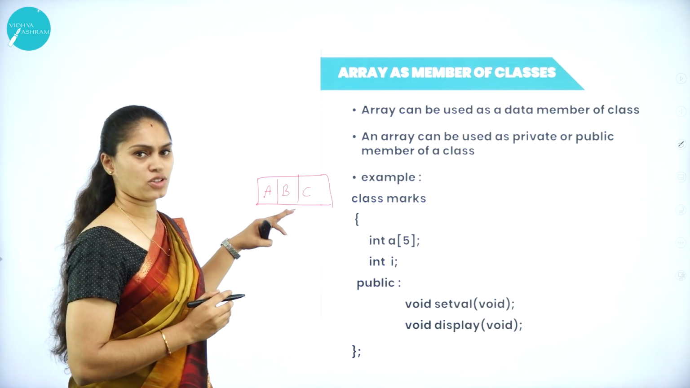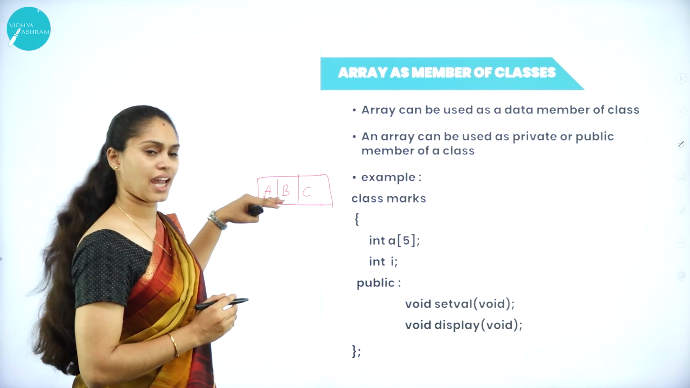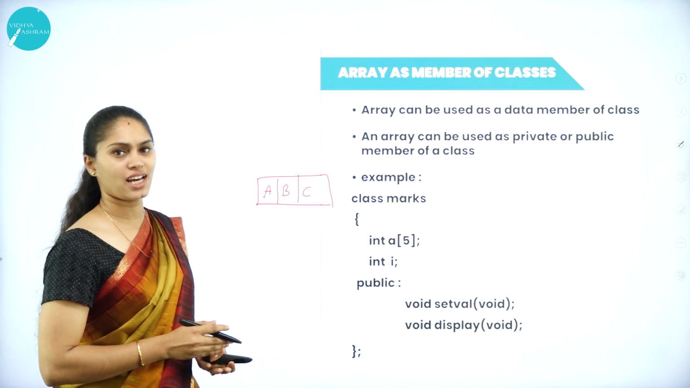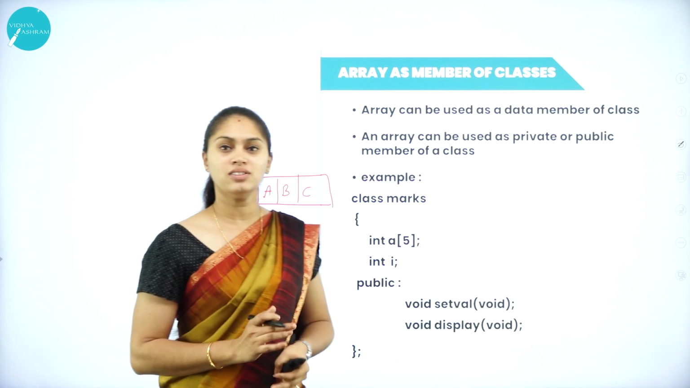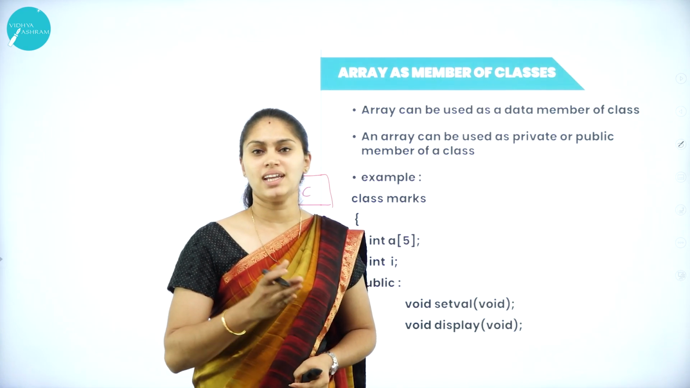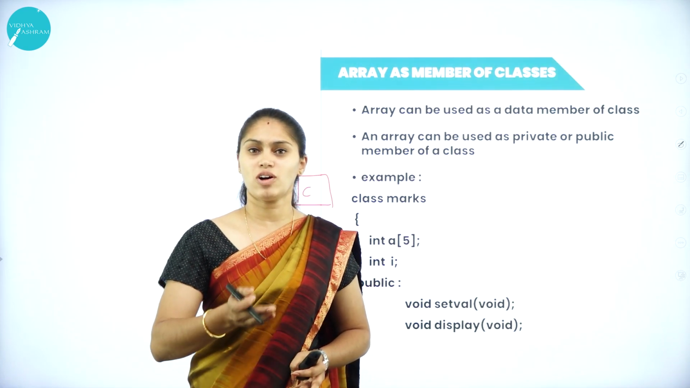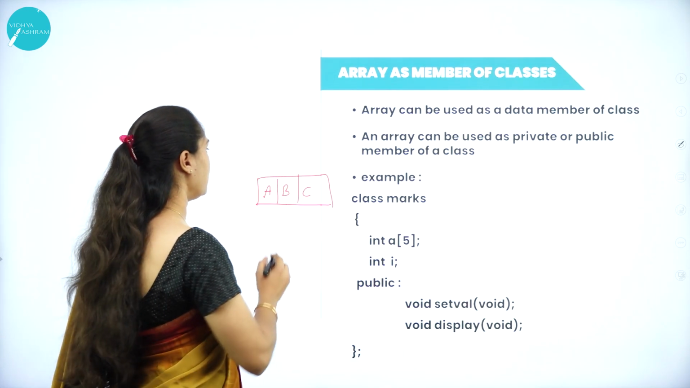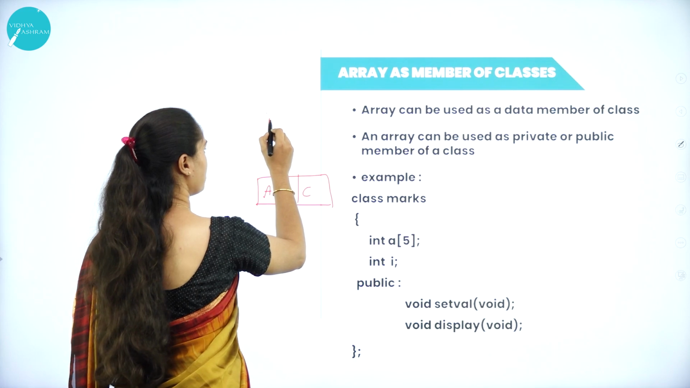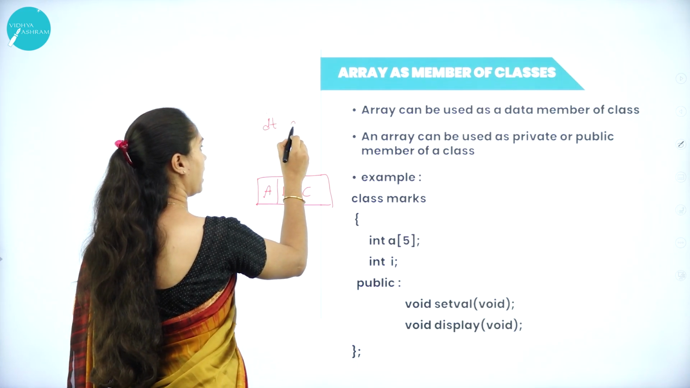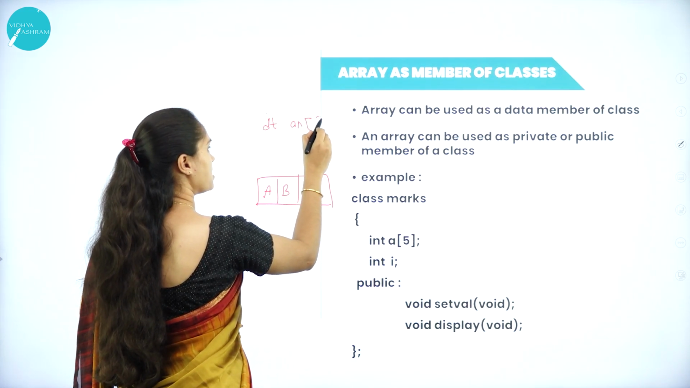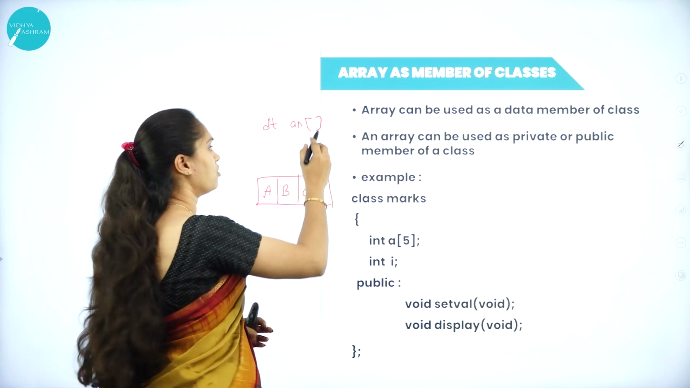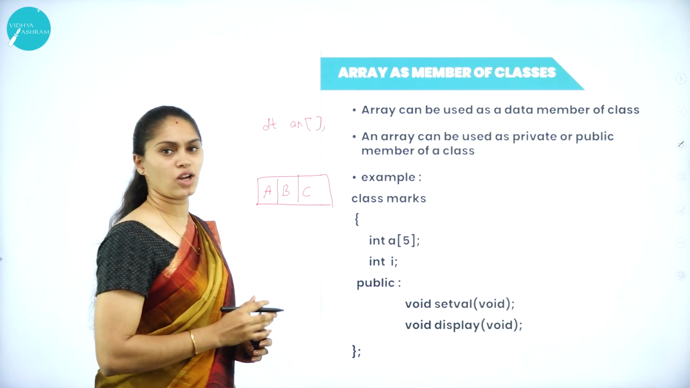Okay, so I am going to store the values like A, B, C. Which kind of data is it? It is related to character. If it is 20, 30, 40, that is of type integer. Okay, so you know how to declare the array. First we need to specify the data type, then the array name, then we need to specify the size of an array. Once you are done, put a semicolon.